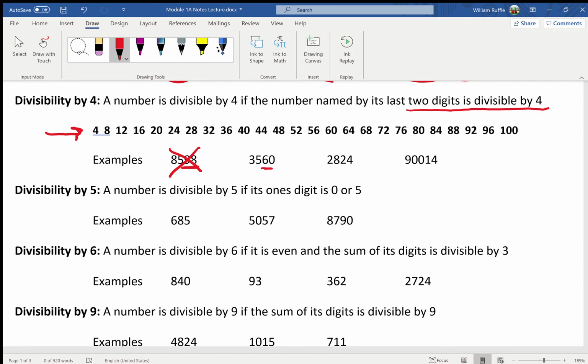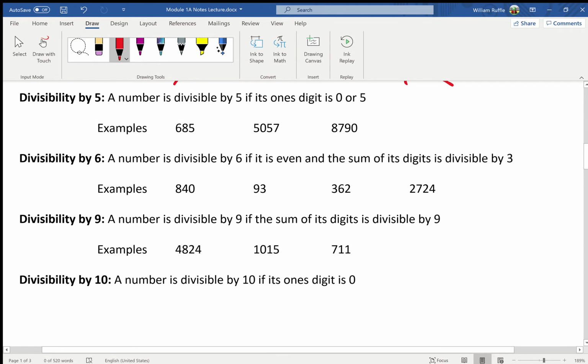I look at 60. There's 60 on there, so that is divisible by 4. I look at 24. 24 is divisible by 4. That whole number is divisible by 4. 14. 14 is not there. There goes 12, 16, so that is not divisible by 4.